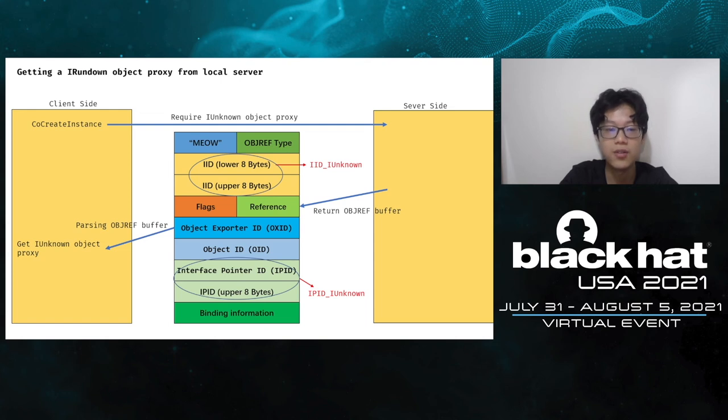We should know that when the client calls CoCreateInstance to request an unknown object from the local server, the local server will return the objref buffer of the unknown object to the client. The client stub can parse the objref buffer to get the proxy of the unknown object. So can we abuse this process to get the rundown object? The answer is yes.